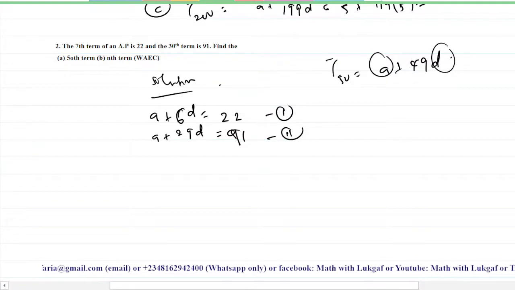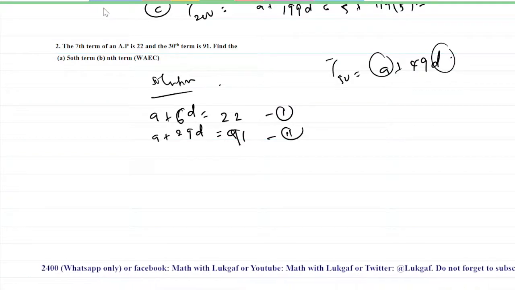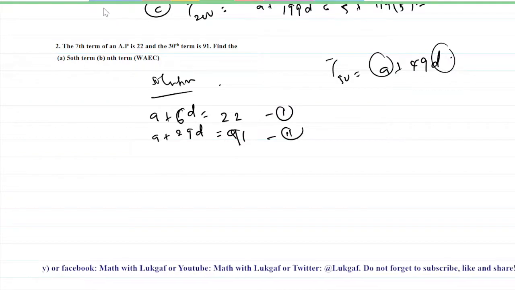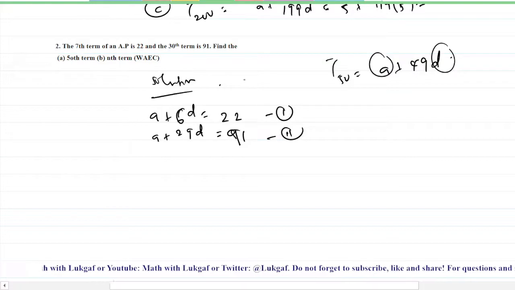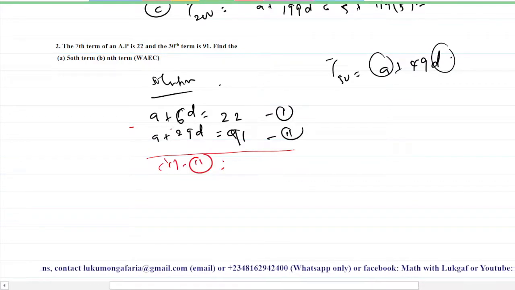So for you to obtain the value of A as well as the value of D, and this is not difficult to do. How do you do that? You can use any of your methods, but the simplest one you can use here is to subtract 2 from 1, either you say 1 minus 2. So if you subtract equation 2 from 1, then A minus A will give me 0.